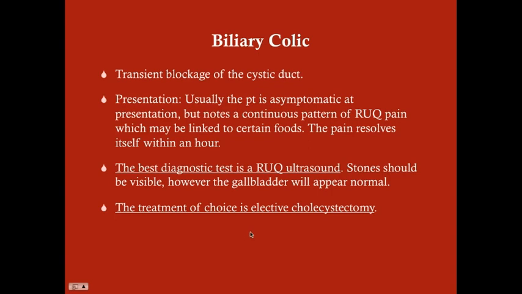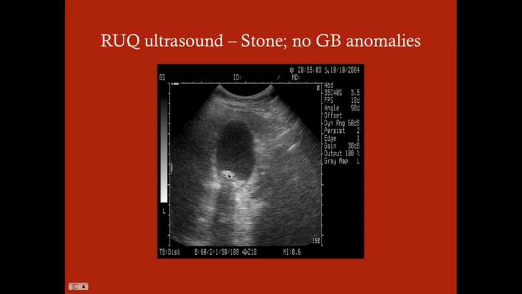The treatment of choice for biliary colic is elective cholecystectomy, which the patient can do whenever she wants. So this is elective cholecystectomy. Of course, with biliary colic, she is at long-term risk of ultimately going on someday to develop acute cholecystitis. So it would be advisable to get the gallbladder taken out for reasons other than pain relief. So here is a stone on the gallbladder, but we see no wall changes. No wall changes.